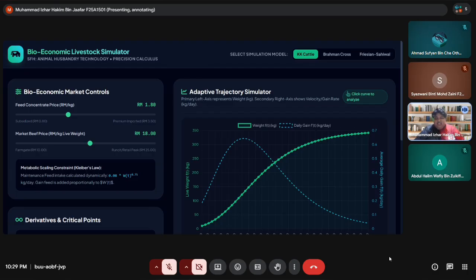Finally, the economic analysis. The final section focuses on economic analysis. The simulator estimates daily feed cost and the value generated from livestock growth. Users can compare these values to better understand the relationship between production expenses and potential returns. This section demonstrates how mathematical models can be used to support economic decision making in livestock farming.